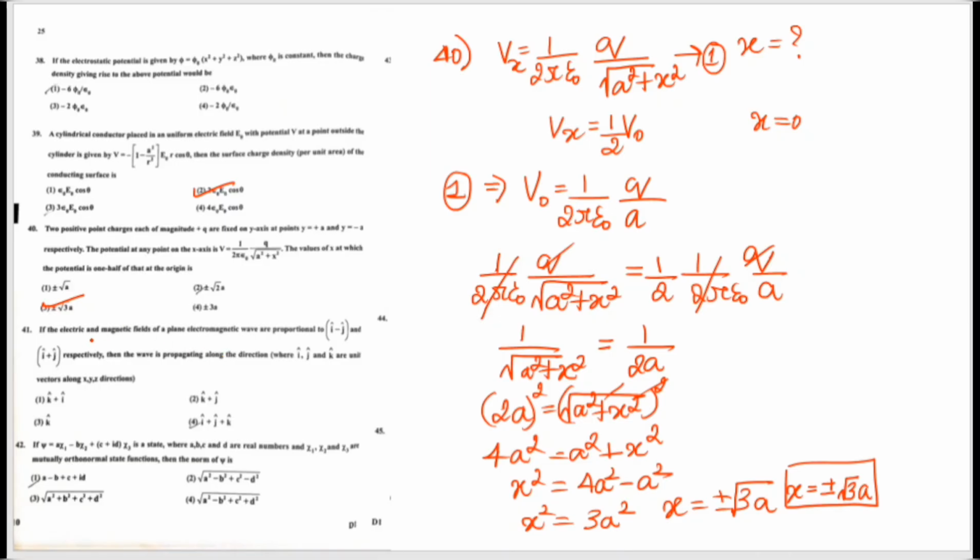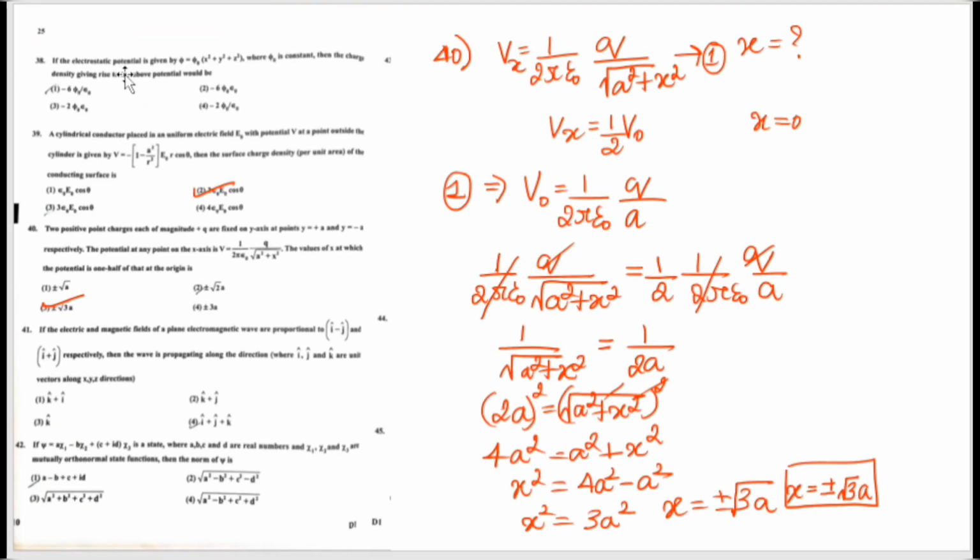Electric and magnetic fields are perpendicular to each other. It is an easy question, so we shall do it using the properties of electric and magnetic fields. Let me take the pen. Yes, let us start with the question. So electric field and magnetic field are perpendicular to each other. The electric field they have given is i cap minus j cap.